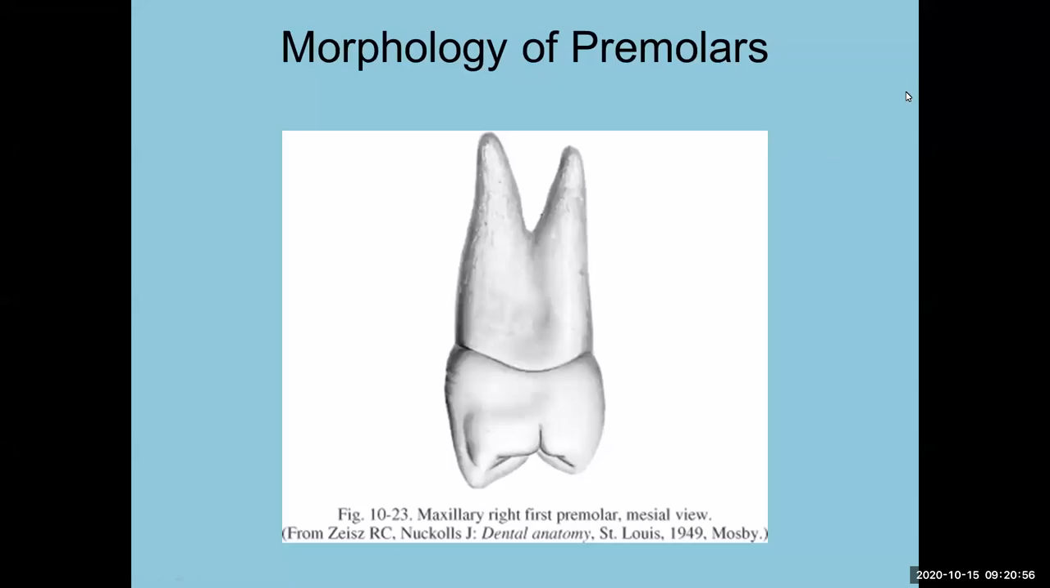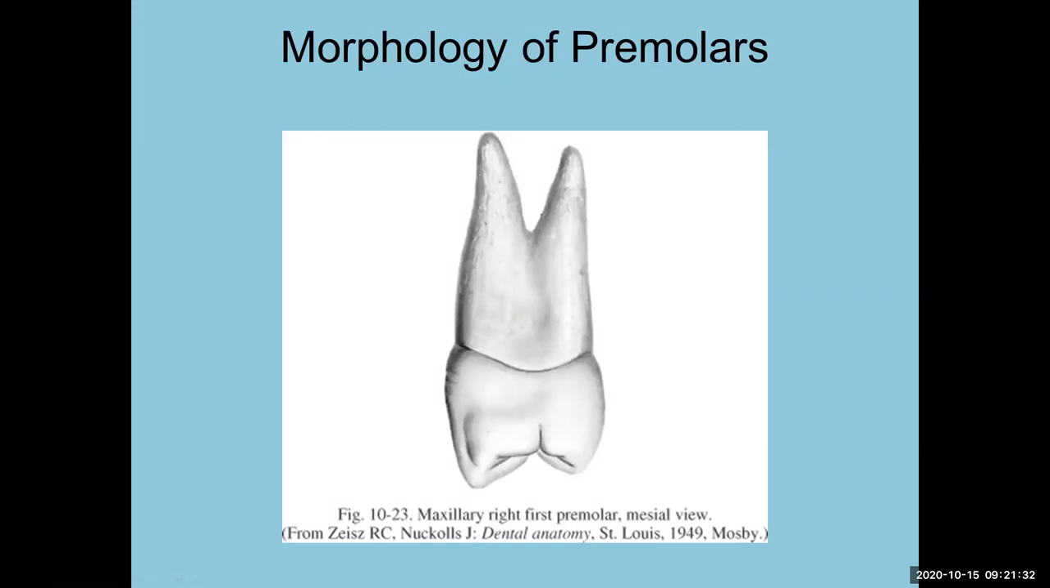Let's start talking about premolars. Take a look at this picture. Maxillary right, first premolar, mesial view. What do we know about premolars from previous chapters? That this is a premolar and that this would be a first or second, maxillary or mandibular. And is it a mesial or distal view? What are right now the standout characteristics that you see?